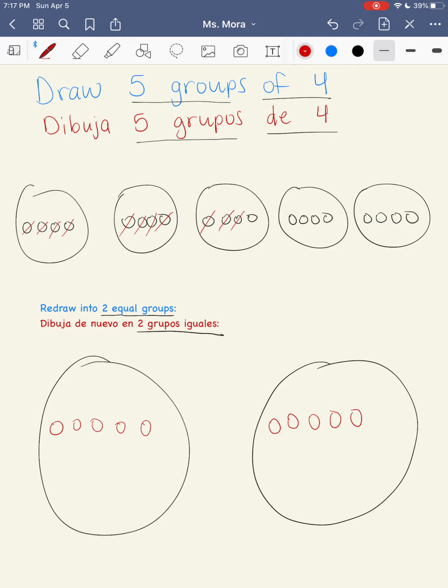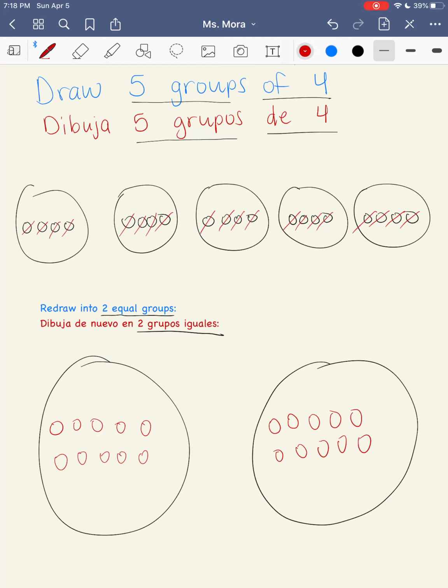Okay, so I'm just crossing them off and redrawing them. Crossing it off and redrawing them. One in each group until I run out. Okay, and I'm almost done. And my last one, and that's it.